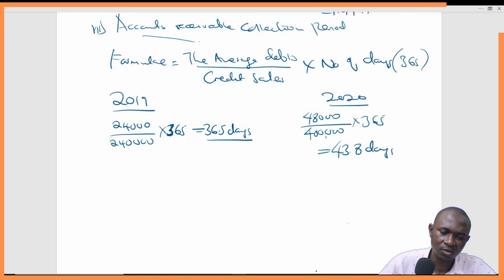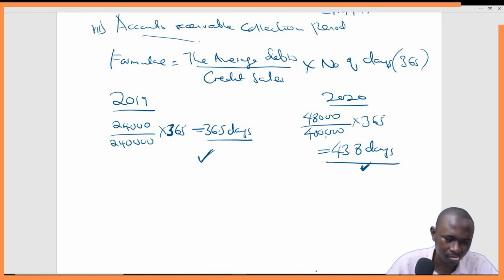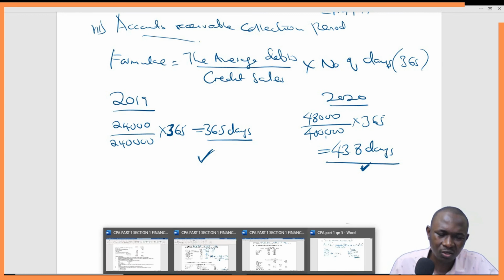43.8 days. What this means is that 2019 is even better than 2020, because in 2019 we were collecting faster. What is supposed to happen is that we are supposed to reduce the collection period as much as possible. Any business always seeks to reduce the collection period. We need this money in the business. So what this means is that in 2019 we are doing better because it takes a lesser number of days than in 2020. In 2020 we lapsed and we are not doing quite well in terms of collection. We are taking more time to collect as compared to 2019.